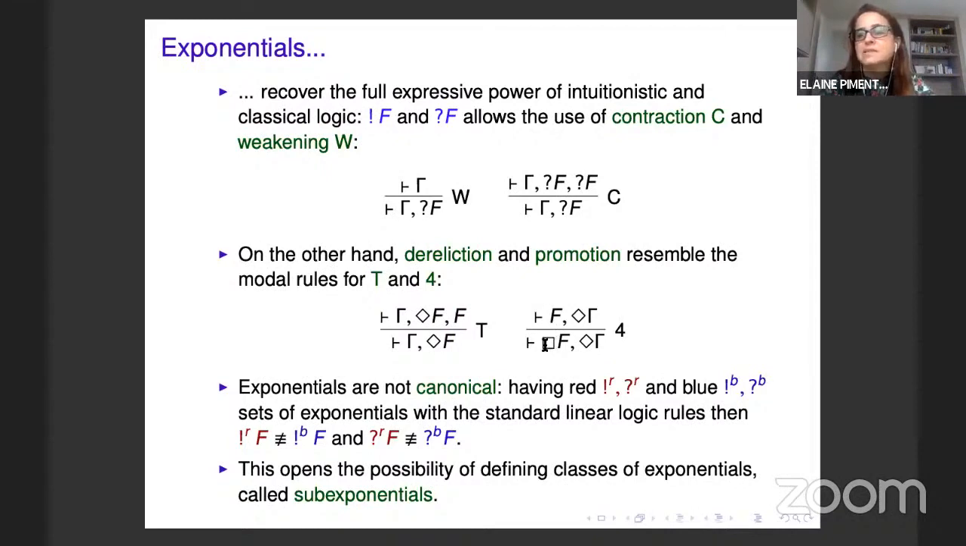And 4, what it does is if you have a box formula and you want to take off this box bottom up, you can do it, but then you're going to forget about everything that is not with a diamond, and the diamond is persistent, so it stays when you go bottom up. So these are actually the rules for the dereliction and promotion in linear logic, more or less.